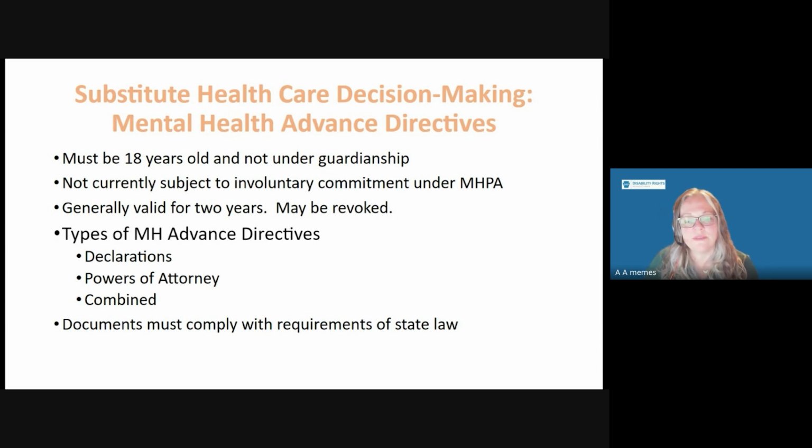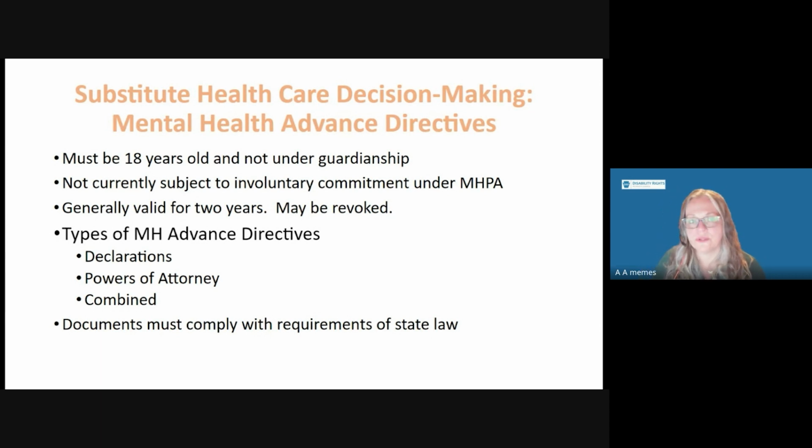There are certain types of decisions that you can't include in a mental health advance directive, like it will not prevent a person from being what we call 302'd or committed involuntarily, but it can help with a lot of things, certainly after the person is committed in terms of the kind of treatment that they receive or don't receive. Having a mental health advance directive can help with that.